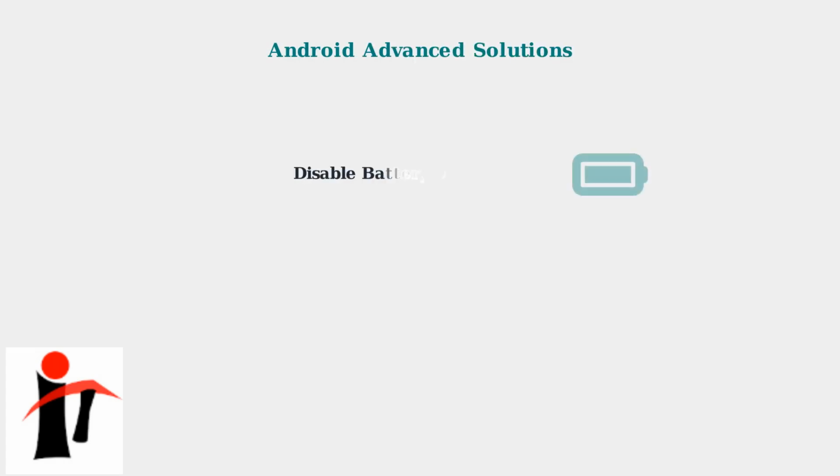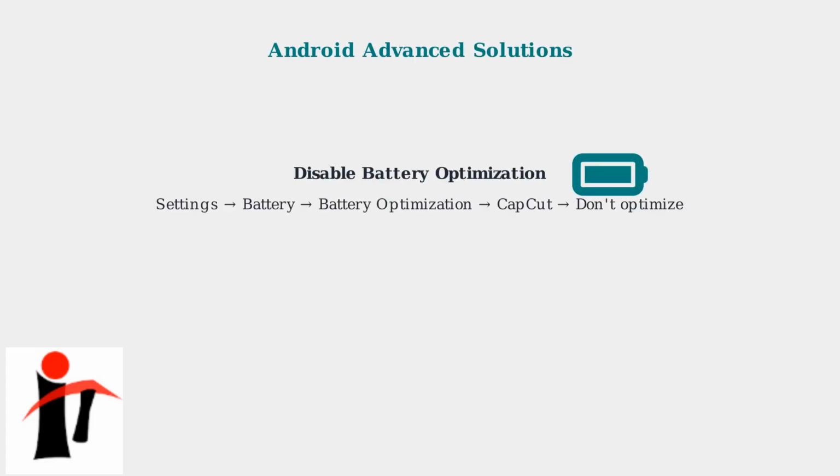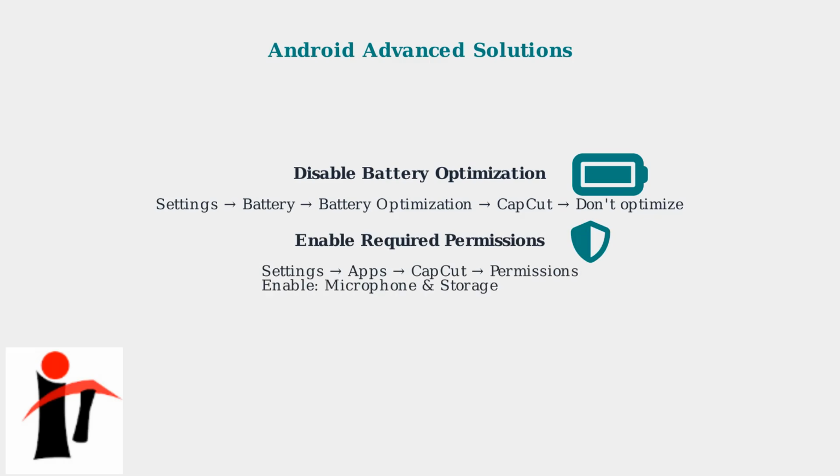Disable battery optimization for CapCut. Go to Settings, Battery, Battery Optimization, find CapCut, and set it to Don't Optimize. This prevents Android from limiting the app's background activity. Check app permissions for CapCut. Go to Settings, Apps, CapCut, Permissions, and ensure microphone and storage permissions are enabled for proper caption functionality.